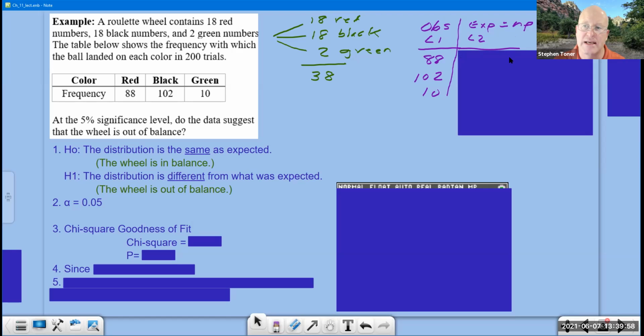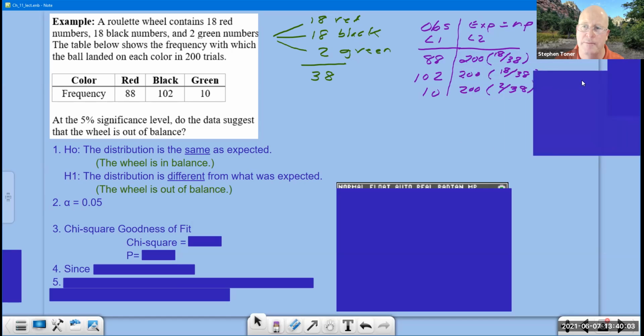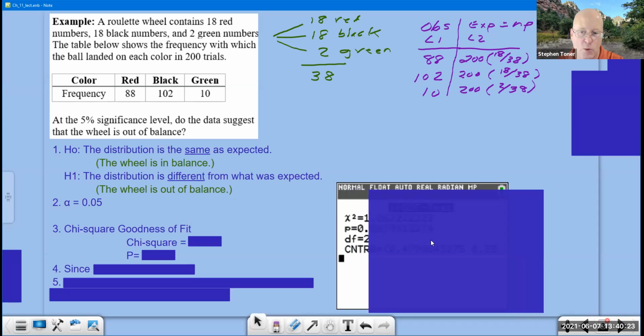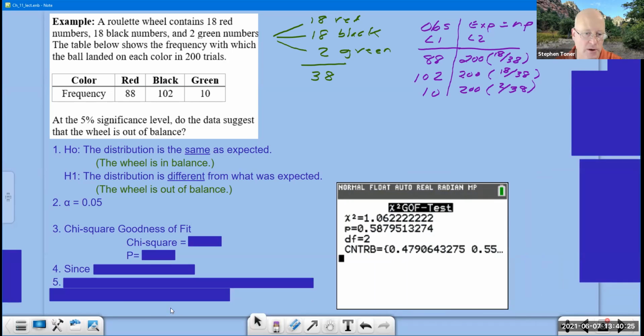Then I went E equals NP to find my expected values. Well, I said we spun the roulette wheel 200 trials. There's my N. And then I put the probabilities, 18 out of 38, 18 out of 38, and 2 out of 38 as the probabilities that I multiplied together. And then when I ran this on the calculator, the goodness of fit, you can see the chi-square and the p-value.